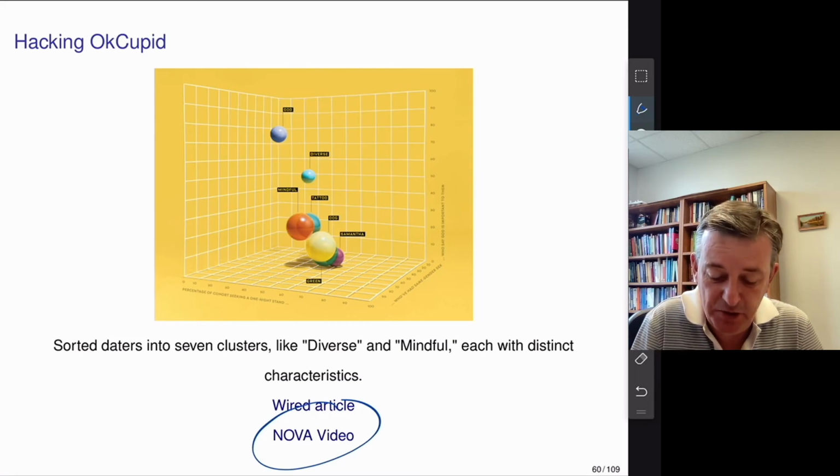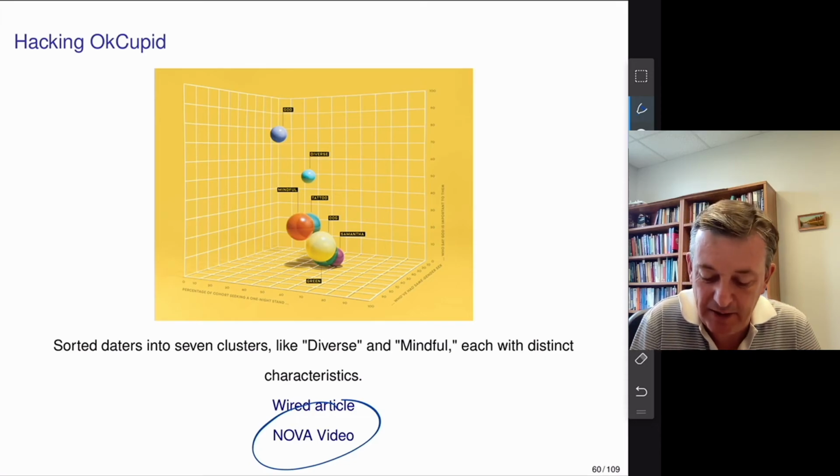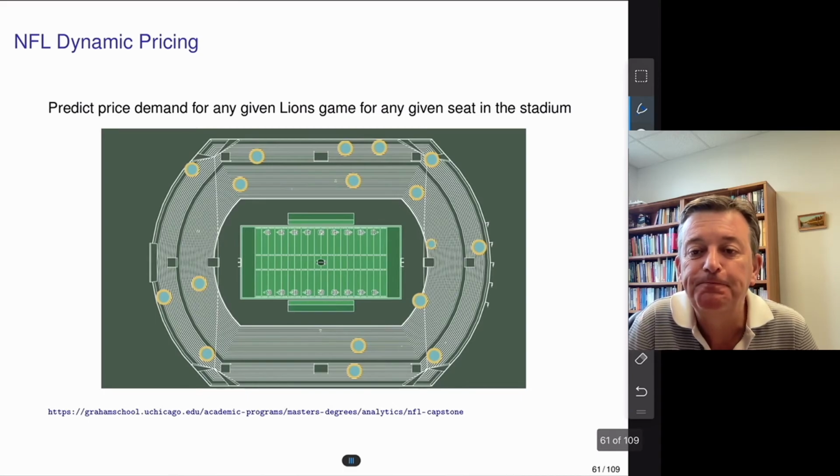So that's an interesting example. I think he categorized dates into 7 possible groups, and I think he went on 4 dates a day, and he got to an extreme level of collecting data to understand what was going on.